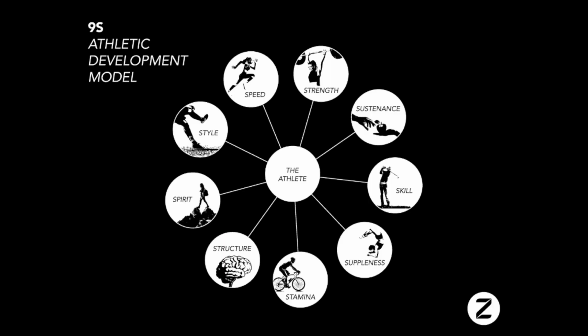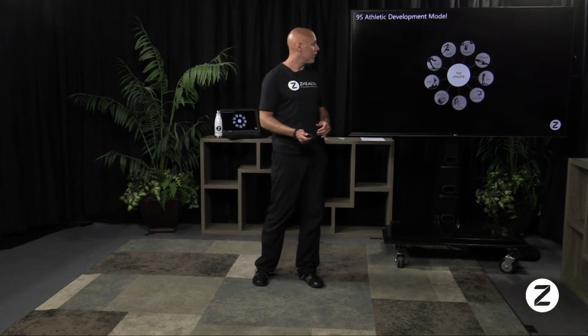On the other side of the Z-Health equation is our Z-Health model that we call the 9S model. Now, our development model has much less to do with chronological age or any of that. This is more going to be on attributes that are important for athletic development. Let me go through it with you.